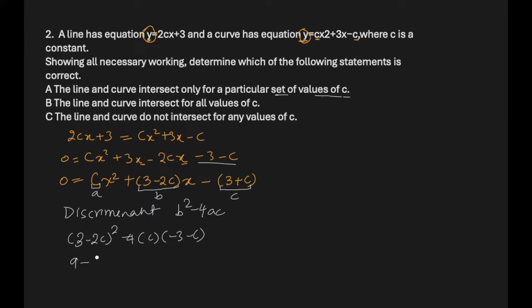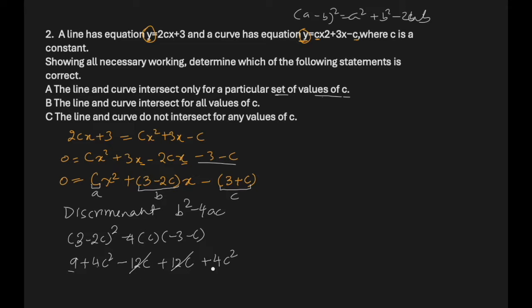So 9 minus 12c plus 4c square. Minus 3 times 2 is 6, so 12c. I have applied this particular identity: a minus b whole square is a square plus b square minus 2ab. So that's what I've done, a square plus b square minus 2ab. I multiplied them and multiplied by 2. Minus 4c times minus 3 will be plus 12c. Then minus 4c times minus c will be plus 4c square. So these two cancel out, they're exactly the same.